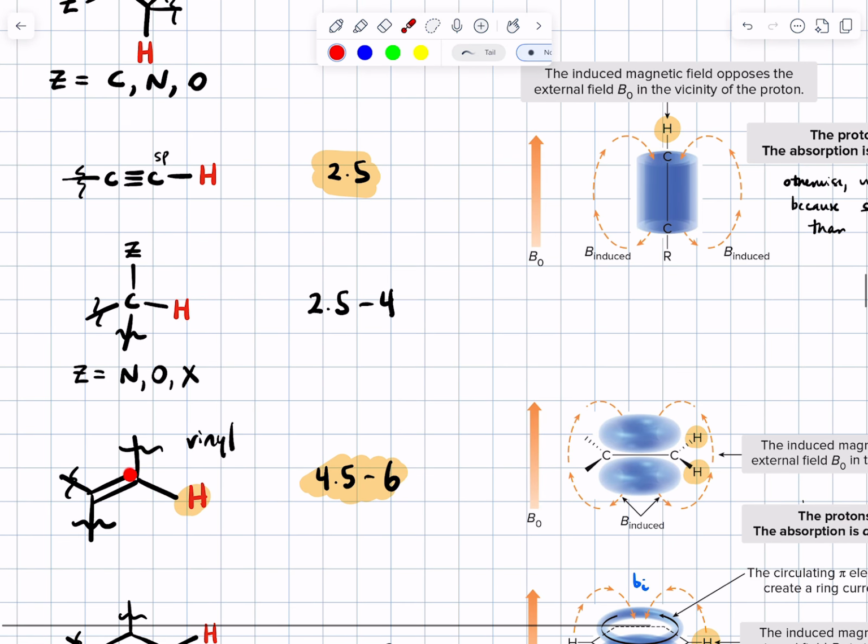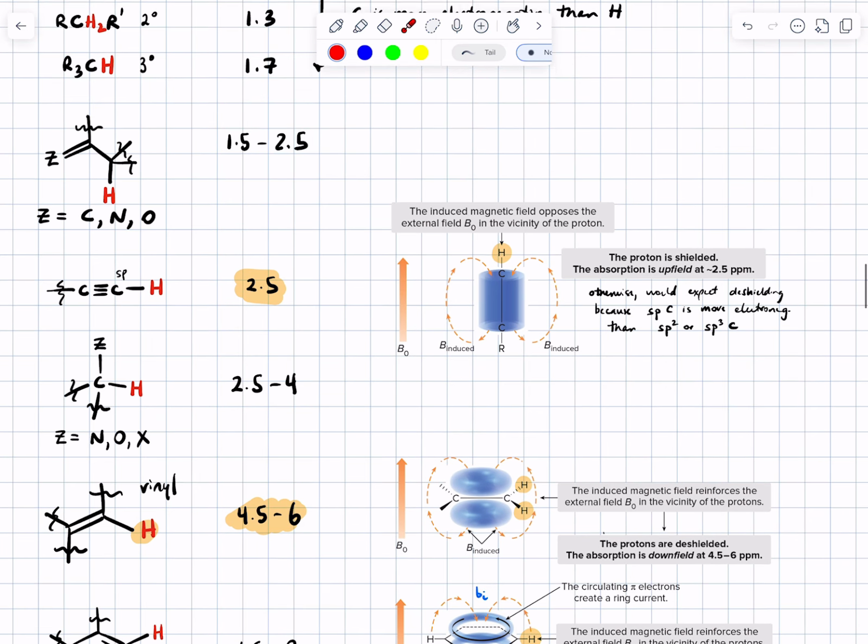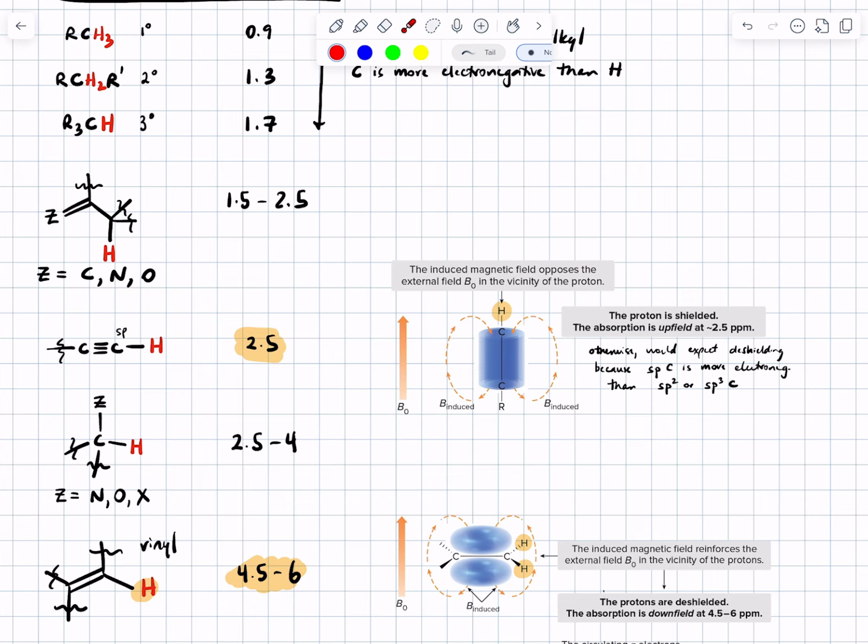Protons that are on sp2 carbons show up from 4.5 to 6. Those are vinyl protons. It makes sense that they should have a higher chemical shift than an sp3 CH bond because sp2 carbons are more electronegative than sp3 carbons. But sp carbons are more electronegative still.